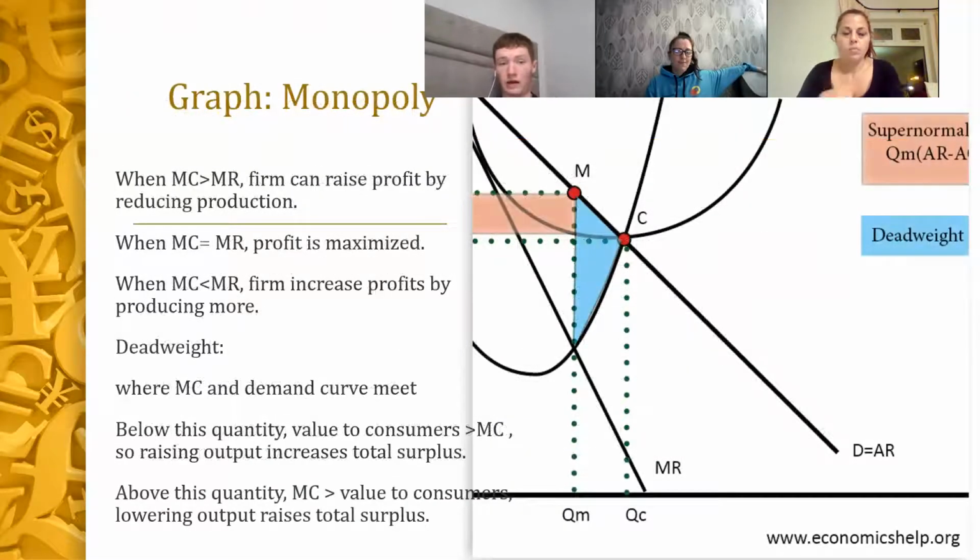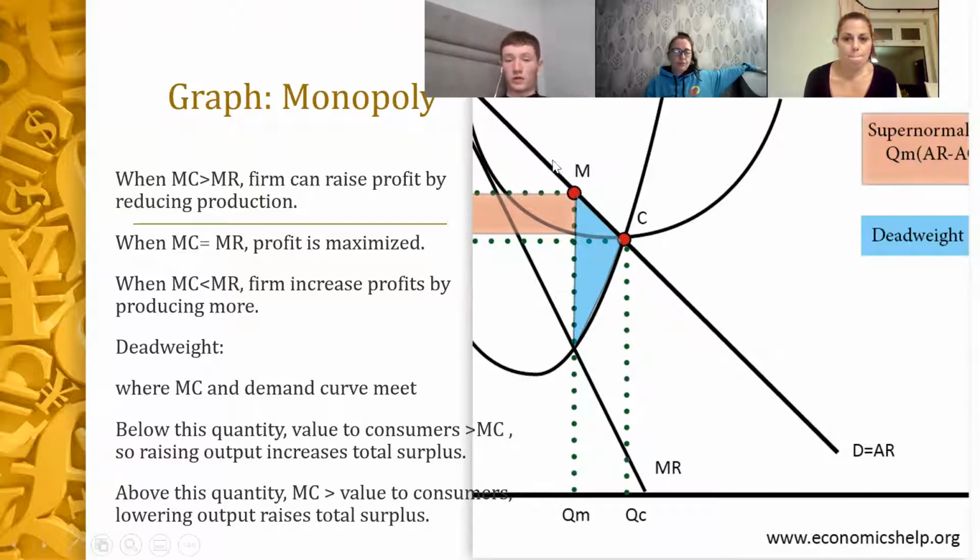So here's just a graph illustrating monopoly. This triangle here represents the deadweight loss. When marginal cost is greater than marginal revenue, the firm raises profit by reducing production. When marginal cost equals marginal revenue, profit is maximized. And when marginal cost is less than marginal revenue, the firm increases profits by producing more.